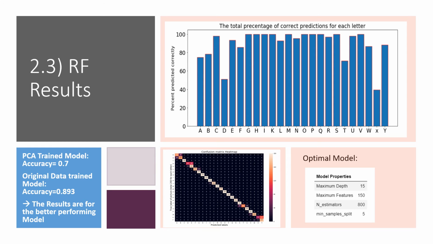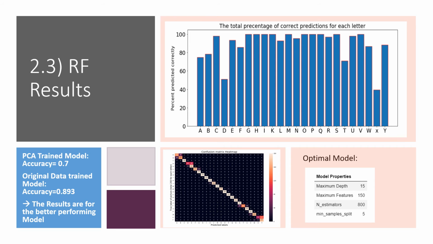First of all, we started by testing the model with both the original dataset and the PCA modified dataset. Even though we predicted that the PCA modified dataset should give better results, it turns out that on our dataset, the original features performed better. And the best performing model, which was trained on the original dataset, had the following results. From the cross-validation, we can see that the optimal hyperparameters were maximum depth of 15, maximum features of 150, number of estimators, which are the number of decision trees, of 800, and minimum samples to split a node of 5.